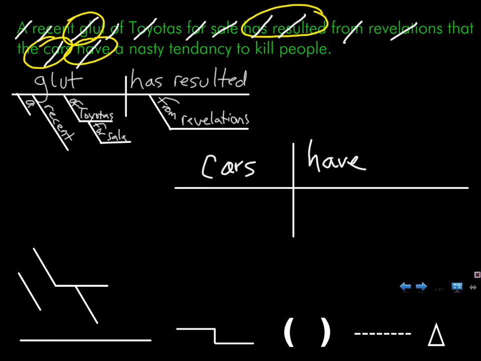Yes? Correct. Why? Yes. See, you know what you're talking about. It's the direct object, the thing being had. What do I have? I have a tendency. Do I have a nasty? No. I have a tendency. Excellent. And I'll correctly spell it there.